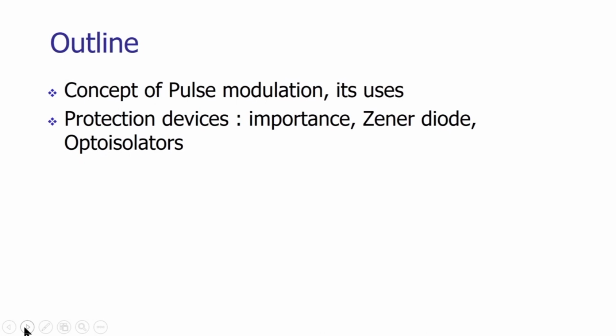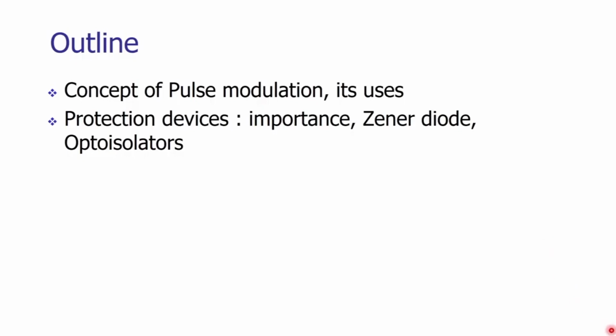Then we will see various protection devices that are required to be employed. We need to protect the instrumentation or the devices from very high level signals or from the wrong polarity. We will learn the constructional details and principle of operation of two protection devices, that is Zener diode and optoisolators.